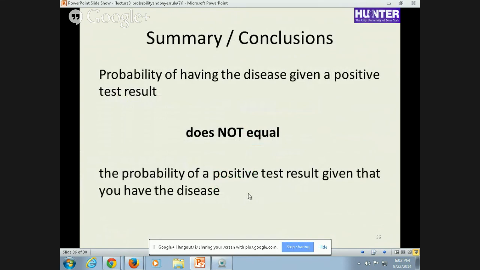Okay, so this is just that lesson again. This was the retiring and Bloomberg lesson. The probability of having the disease given a positive test result is not the same thing as the conditional probability in the other order.